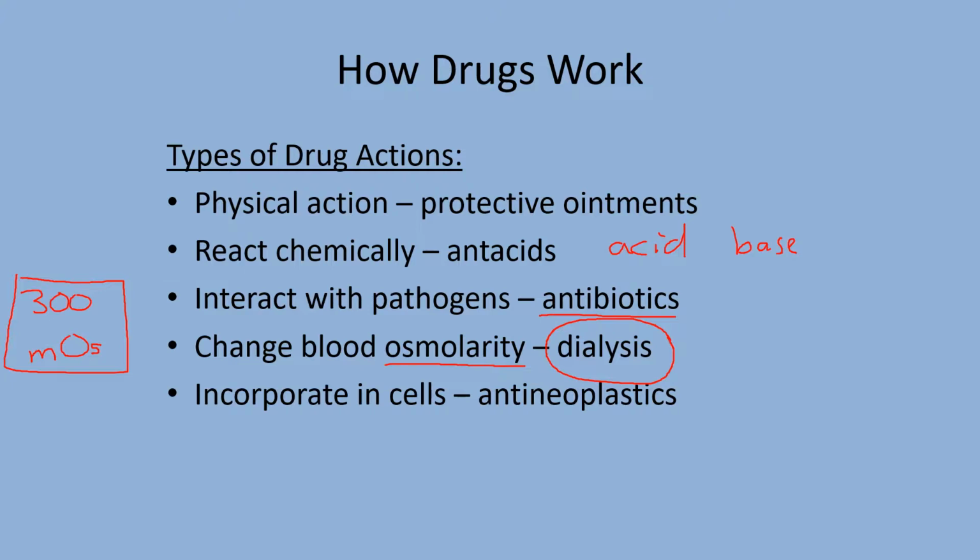Anti-neoplastics. What's anti, for or against? Against. What's neo, new or old? New. And plastic is formation. So this is against new formation. What type of cells grow very fast? Tumors and cancer cells. So these drugs are against cancer cells.